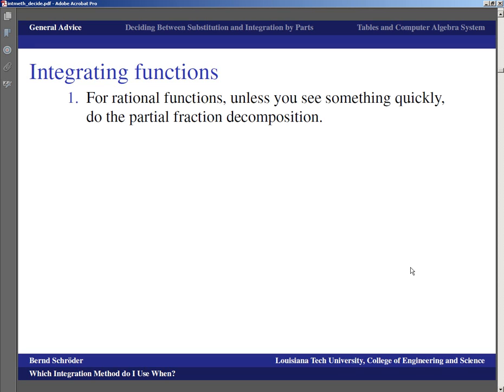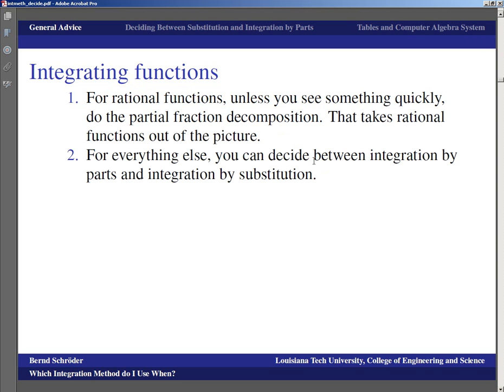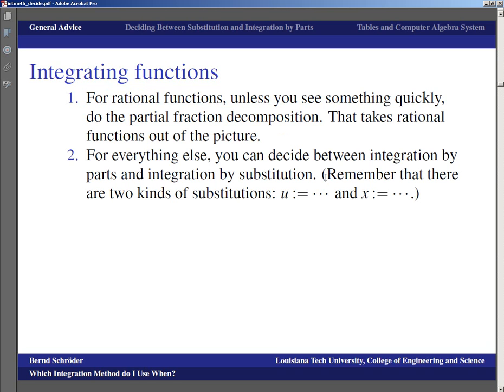So, when you integrate functions, one thing we just want to knock out right away, and that is whenever you are dealing with a rational function, unless you see something quickly, you just do the partial fraction decomposition. We've gone through that. It's technical, it's a lot of computation, but it's guaranteed to work. And basically, when partial fraction decompositions don't work, typically very little else works either. So that takes rational functions out of the picture completely. For everything else, therefore, you only have two methods left, integration by parts and integration by substitution, and you've got to decide between the two.